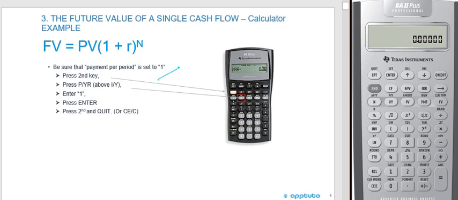So this slide again was just giving you some tips on how to use the calculator. If it's annual payments, you have to be sure that the payment per period is set to 1. So how do you do that? It says press the second key, press the periods per year that's above the IY, enter 1, press enter, and press second quit to clear. We've already seen that in previous LOSs when we're doing things at different frequencies of compounding.